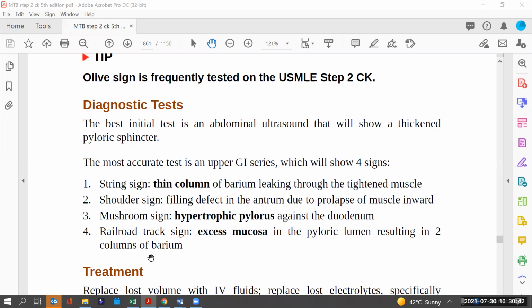Railroad track means, yes, doctor. Please show us these sign pictures. Yeah, I will show you. Just imagine and familiarize yourself with the term, and then I'll show you.